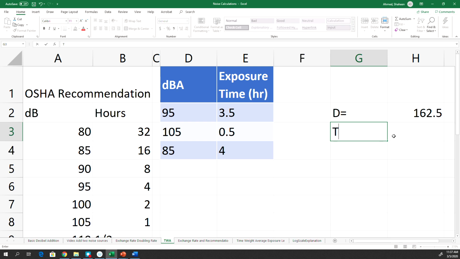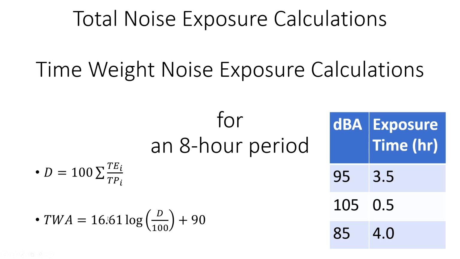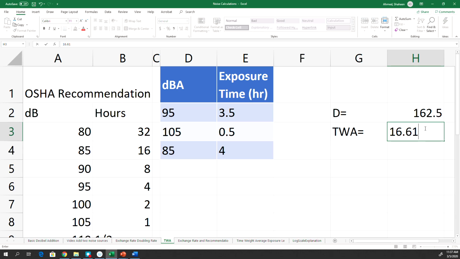Now time weighted value is calculated based on, I think the formula is 16.61. Let's double check one more time. Yes, 16.61 times log D divided by 100. I hope I remember that. So this log, I gotta put probably equal sign here, 16.61 times log, so the total D, which is this, divided by 100, close the parenthesis, plus 90 decibel.